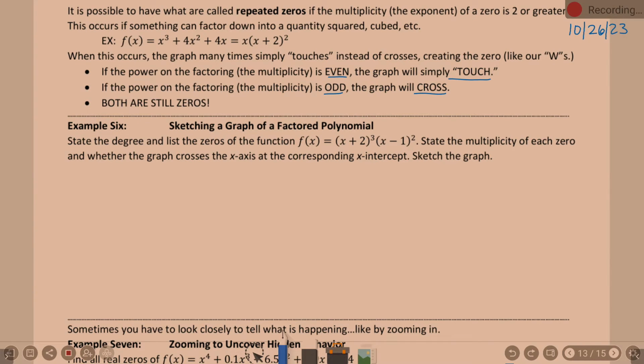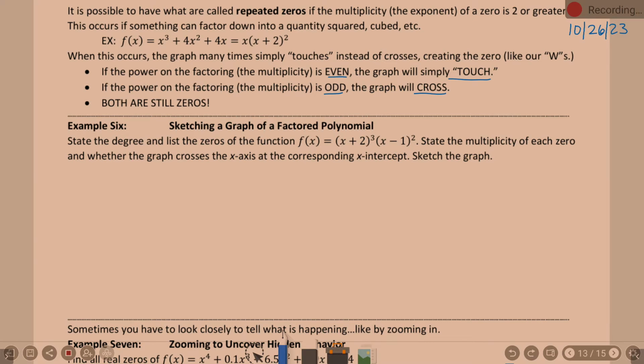Okay, finishing up these notes. We started talking yesterday, right before the bell rang, about if a factor has an even exponent versus an odd exponent, how that's going to affect the graph. Whether the graph is just going to cross through the x-axis, or whether it's just going to touch the x-axis and go back where it came from.